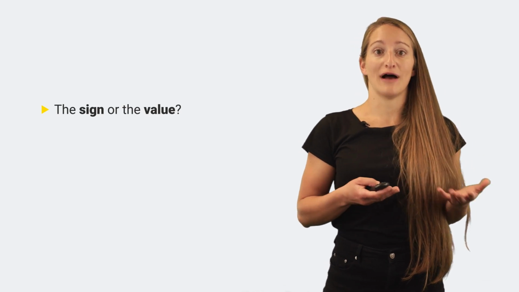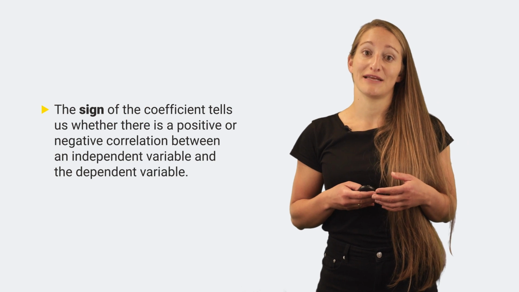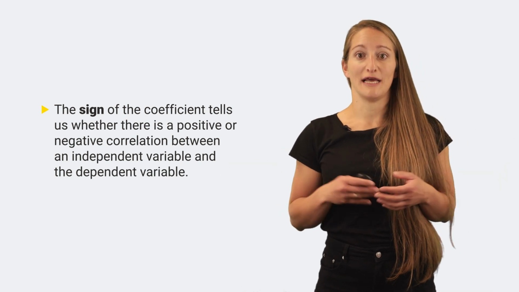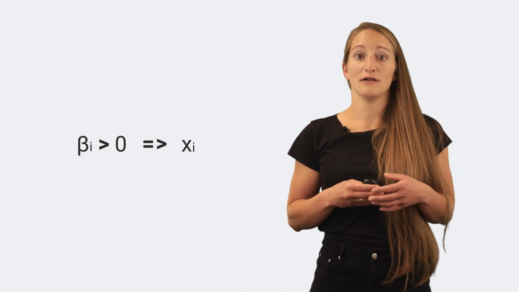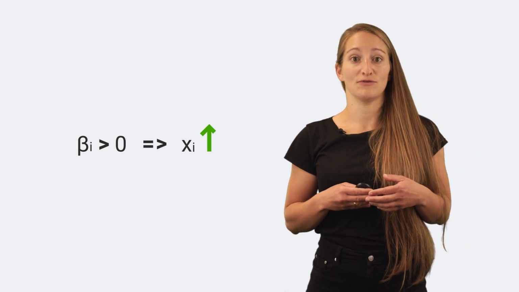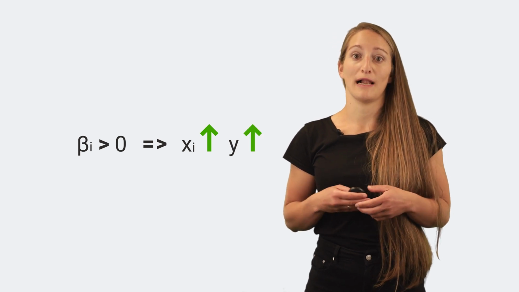How can I interpret the coefficients of a linear regression? There are two ways. We can either interpret the sign or the value of the coefficient itself. The sign of the coefficient tells us whether there is a positive or negative correlation between an independent variable and a dependent variable. A positive coefficient means that if the value of the independent variable corresponding to that coefficient increases, then the predicted value of the dependent variable increases as well.